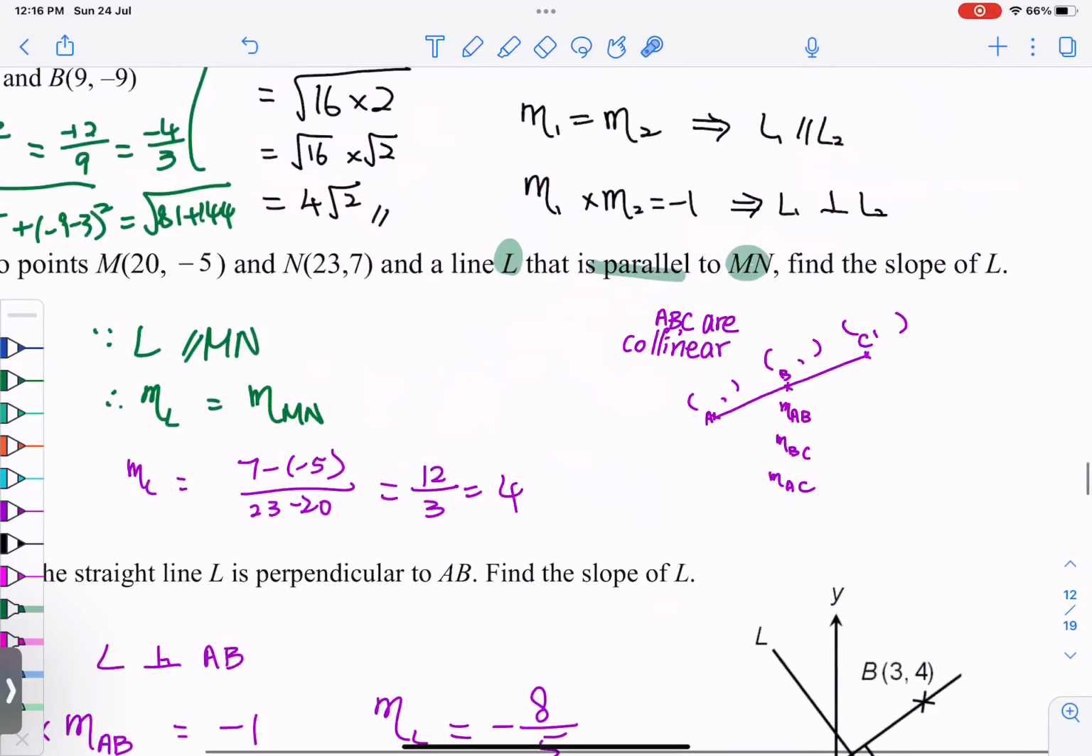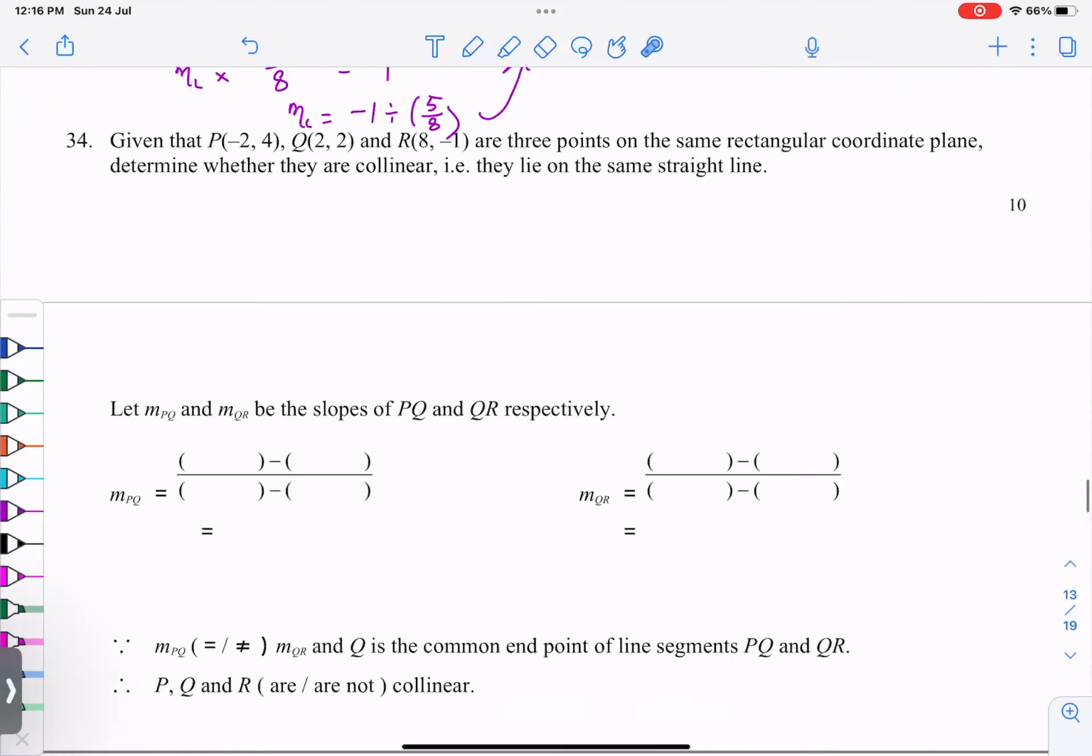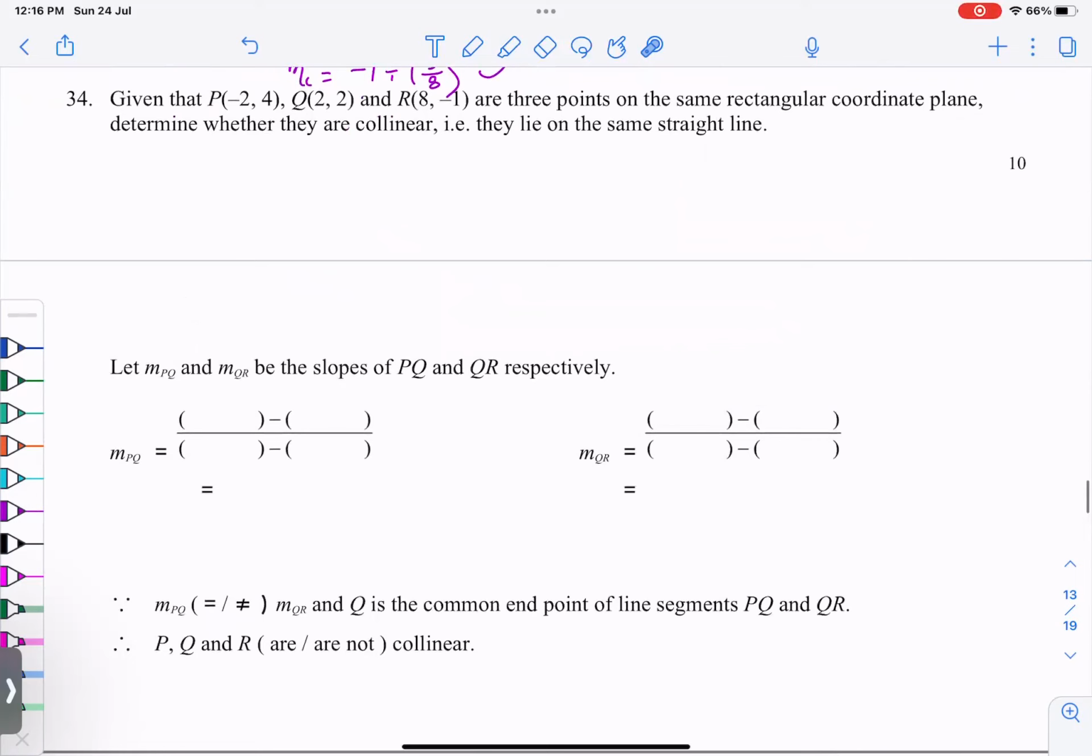So let's try to do a similar question now, if you get that part. Here we do have it. Oh, nice. In this question, we have 3 points given, and they say that they are on the same coordinate plane. What is that? It's just the X and Y plane. So they are somewhere here. All right. You can draw on your own if you have time. And then you have to determine whether they are collinear or not. Collinear means points lying on the same straight line.